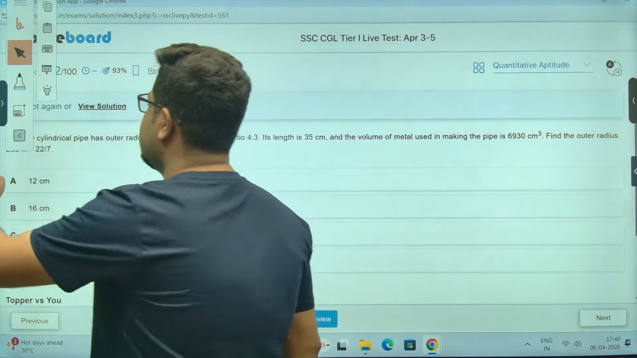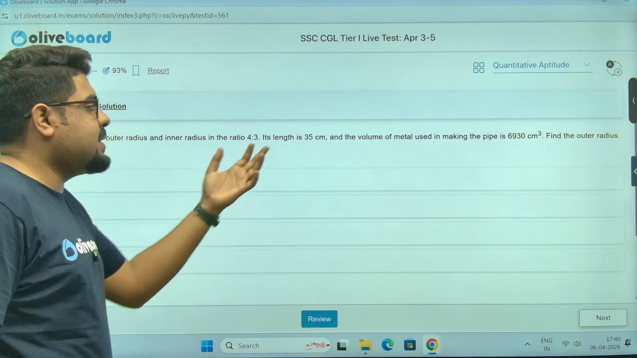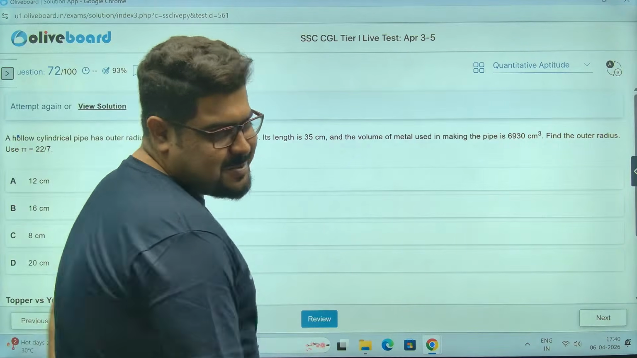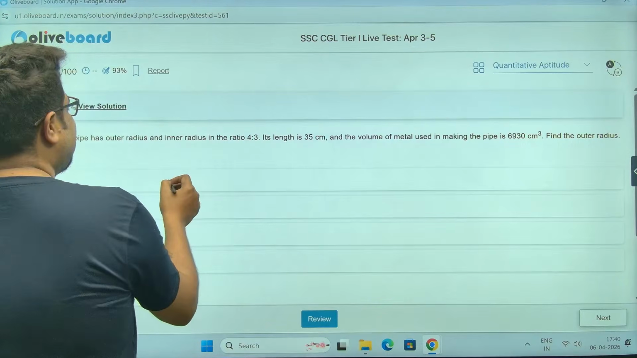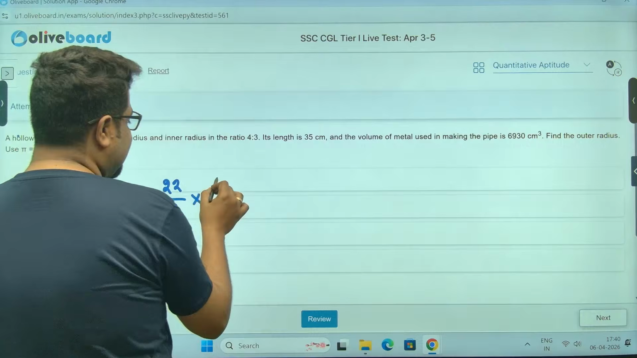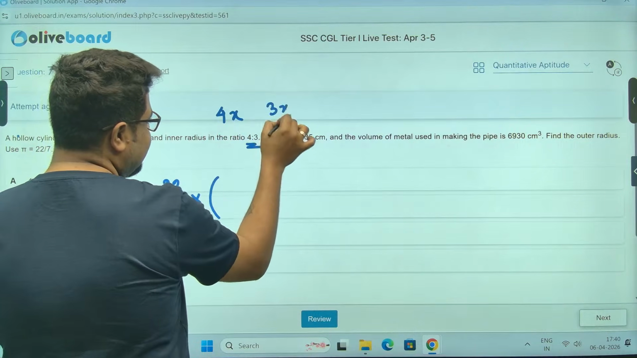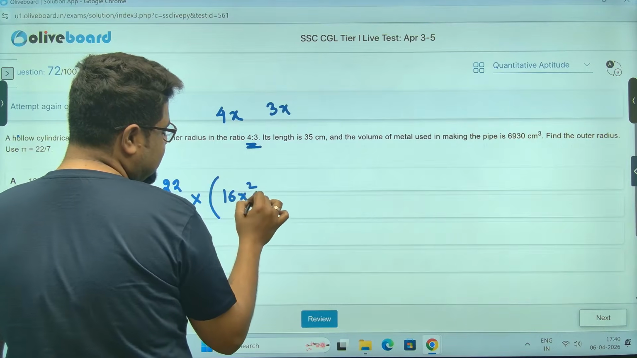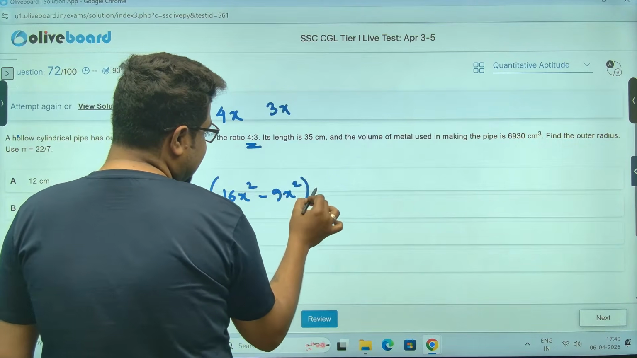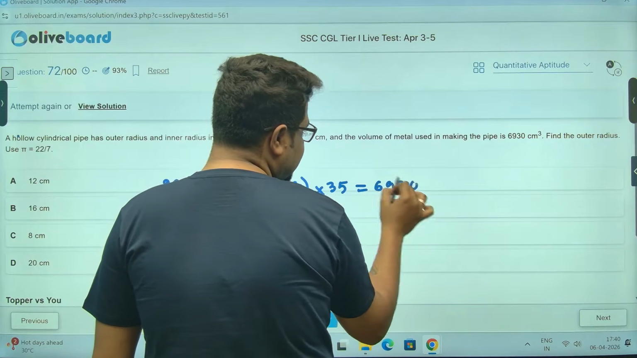Moving on. Cylindrical pipe. Cylindrical pipe has radius 4:3. Length is this. Okay. Sir, again a little calculation. Pi. Again, I have to calculate. I'm putting the value. Okay. R square, R minus R square. So I'm taking 4x and 3x. So 16x square, 4x whole square minus 9x square into h. That is equal to 6930.